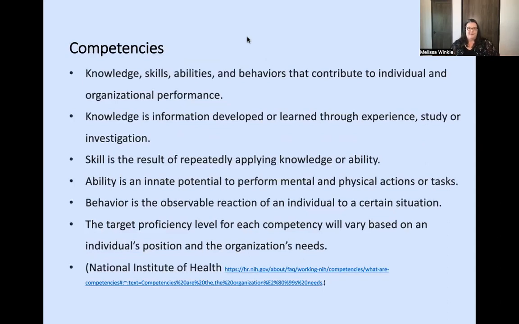So now let's talk a little bit about competencies. Competencies are knowledge, skills, abilities, and behaviors that contribute to individual and organizational performance. Knowledge is information developed or learned through experience, study, or investigation. Skill, however, is the result of repeatedly applying that knowledge or ability. Ability is an innate potential to perform mental and physical actions or tasks. Behavior is the observable reaction of the individual to a certain situation. The target proficiency level for each competency will vary based on an individual's position and an organization's needs. And this is put out by the National Institutes of Health.